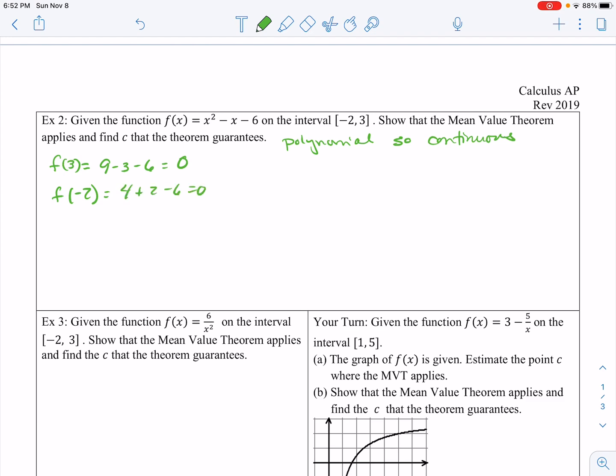So this is really Rolle's theorem, because f of 3 minus f of negative 2 over 3 minus a negative 2 equals 0 over 5. So I take my derivative, which is 2x minus 1, set it equal to 0. So x equals 1/2.